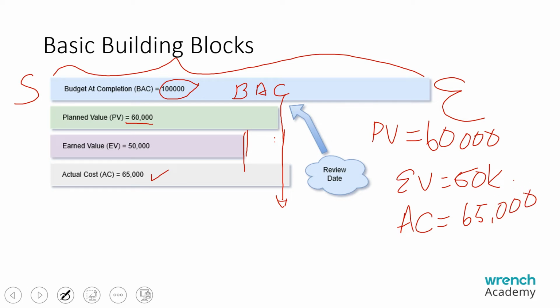So the total budget of the project was 100,000. Out of that, till today, I was supposed to complete 60,000 and I could complete only 50,000. And for completing the 50,000 worth of work, actually we spent 65,000. So planned value 60K, earned value 50K, and the actual cost is 65K. It's very easy to understand.